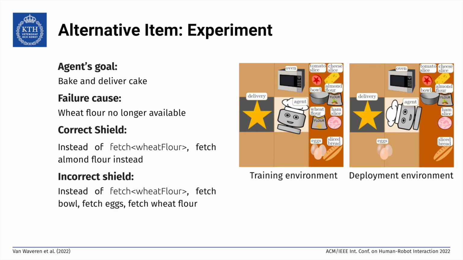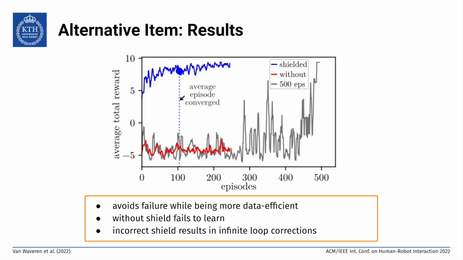The incorrect shield refines the failed action with the following action sequence: fetching a bowl, fetching eggs, and then fetching wheat flour again. Our approach avoids the failure while being more data efficient. It learns the task successfully and converges after 104 episodes on average. Without a shield, the policy is unable to robustly learn the task or obtain positive rewards, even when trained for longer. The incorrect shield again resulted in an infinite loop of corrections, like in the salad experiment that we saw earlier.